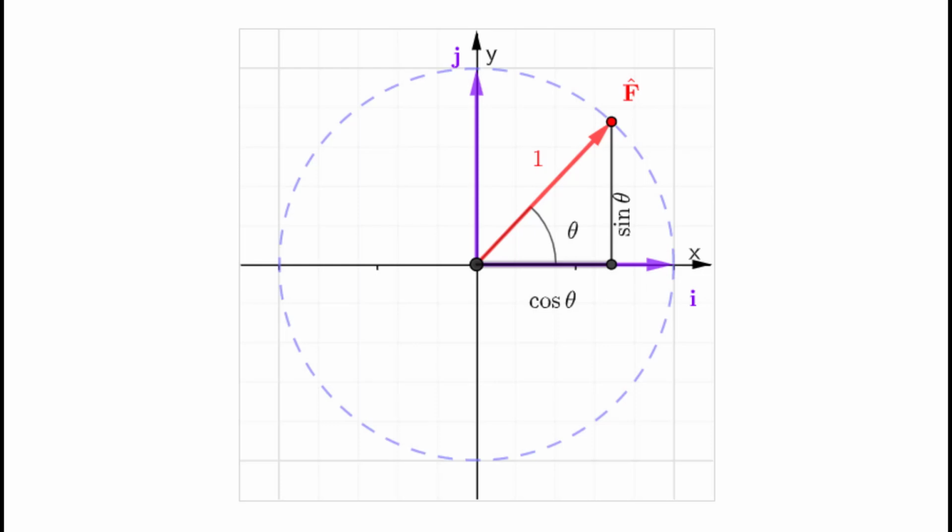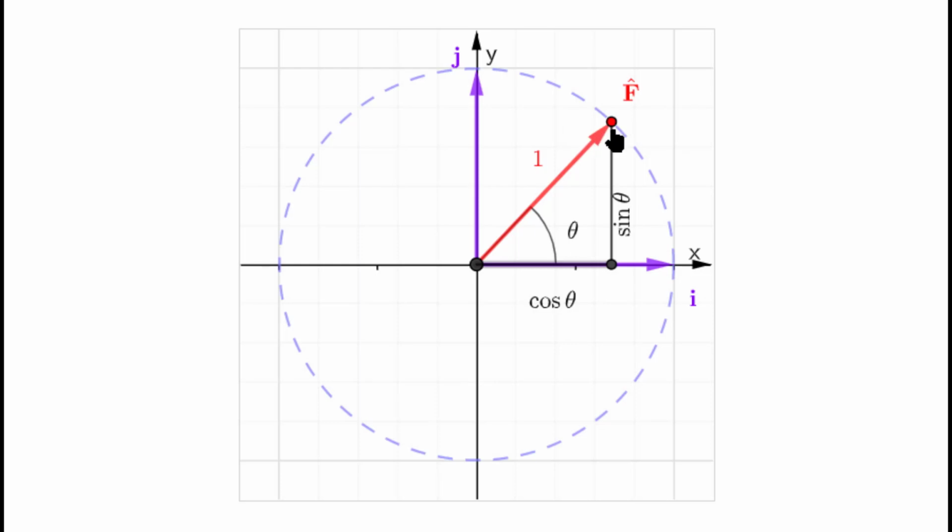So i for the unit vector pointing in the x direction, j for a unit vector in the y direction, and k for a unit vector in the z direction. So for simplicity's sake, we'll just look at a unit vector in 2D. It only exists in the x and y.